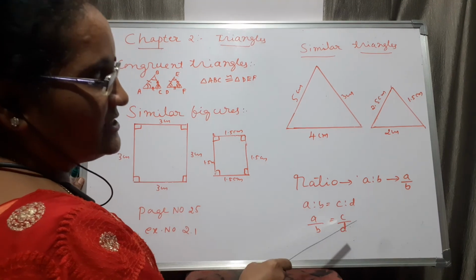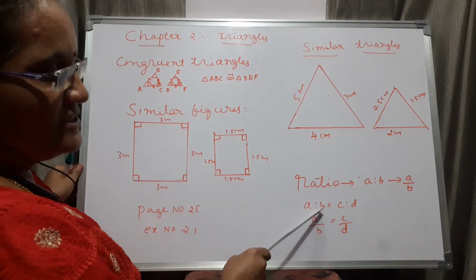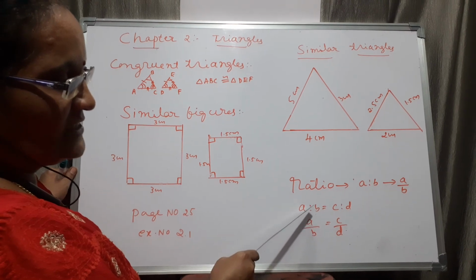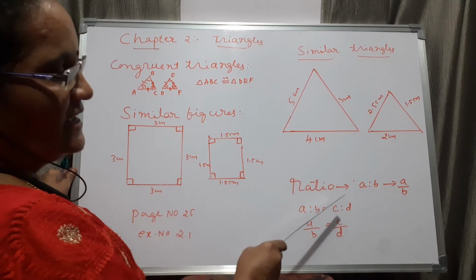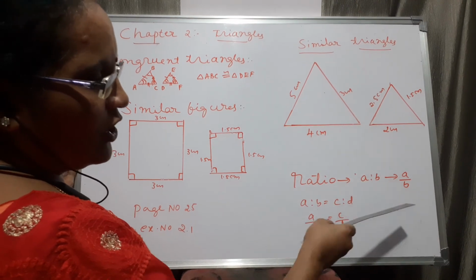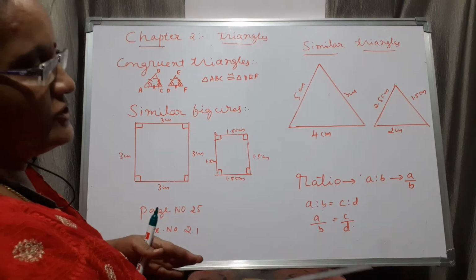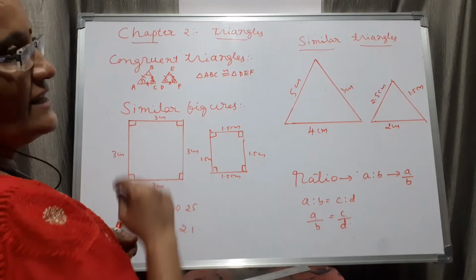We need this concept to define similar triangles. That's why I am saying A is to B is one ratio. Therefore, the fraction form of that is A by B. C is to D is another ratio, C by D. These two are called proportion. One ratio is equal to another ratio. Now come to similar triangles.